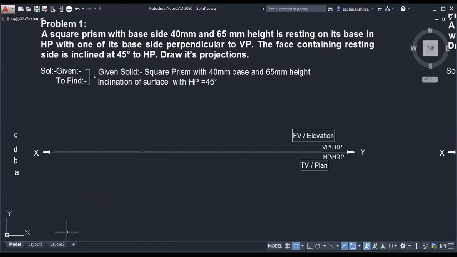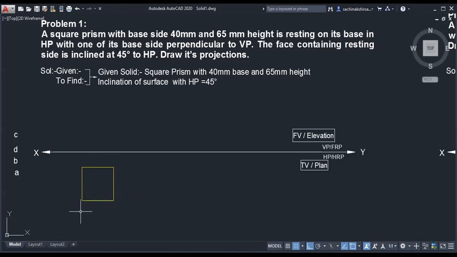Yes, sir. So what will be the true shape of its base in HP? What will I draw? Here I will draw one line. What will be its length? 40. And that line is perpendicular to what? VP. So it will be like this: 40. So the base will be like this: 40.